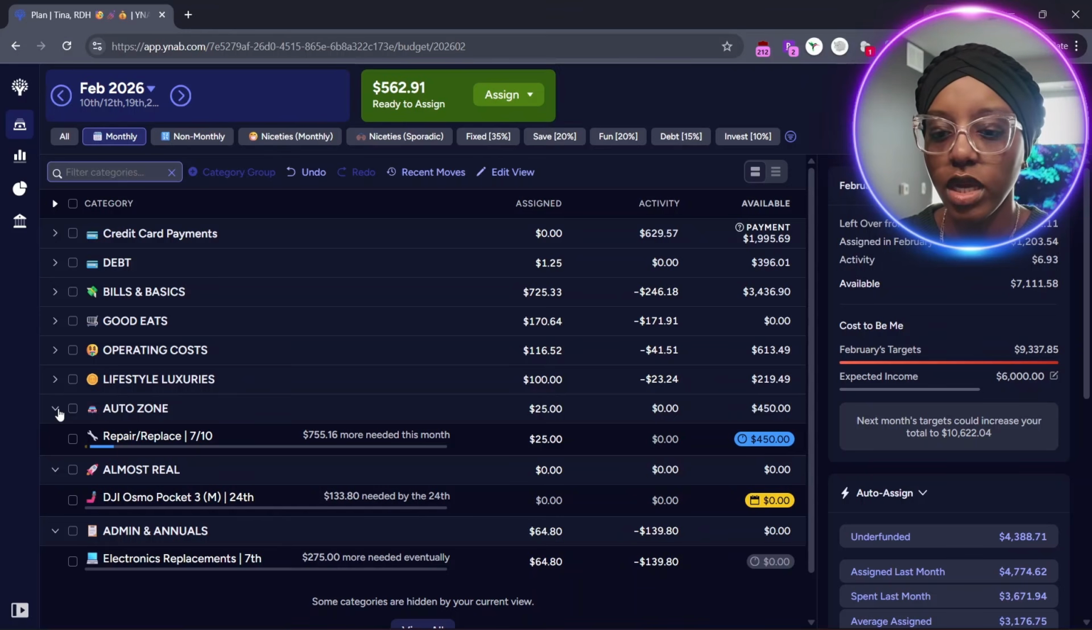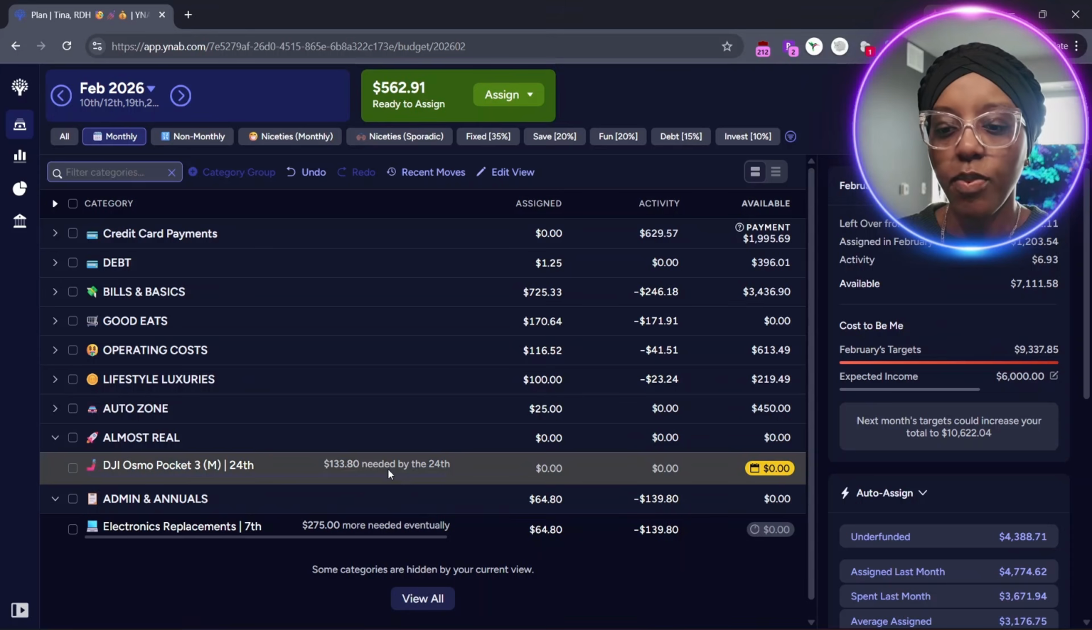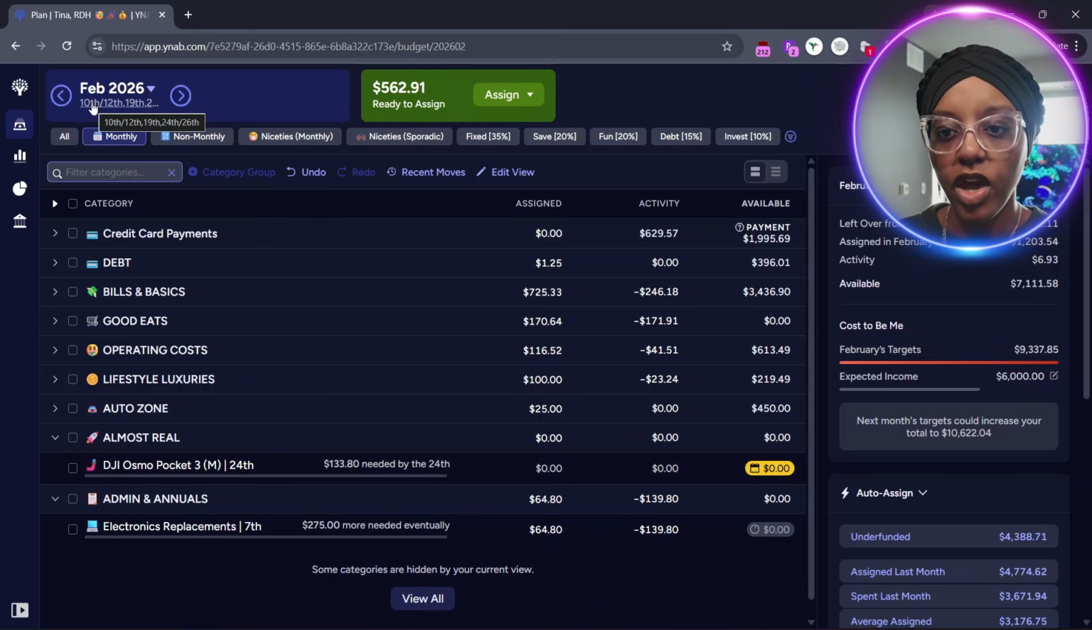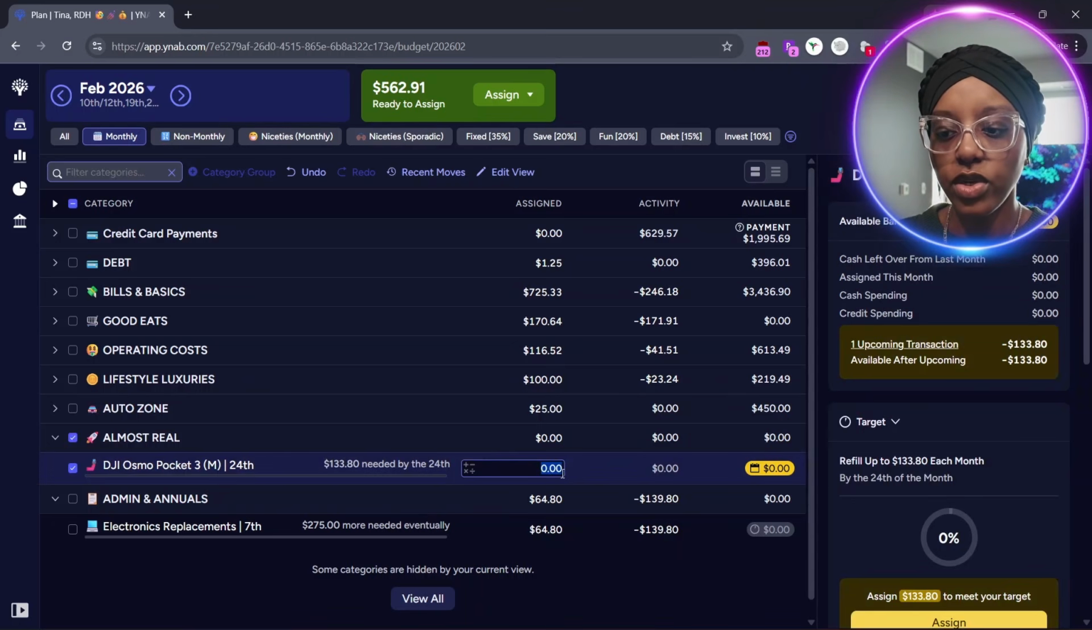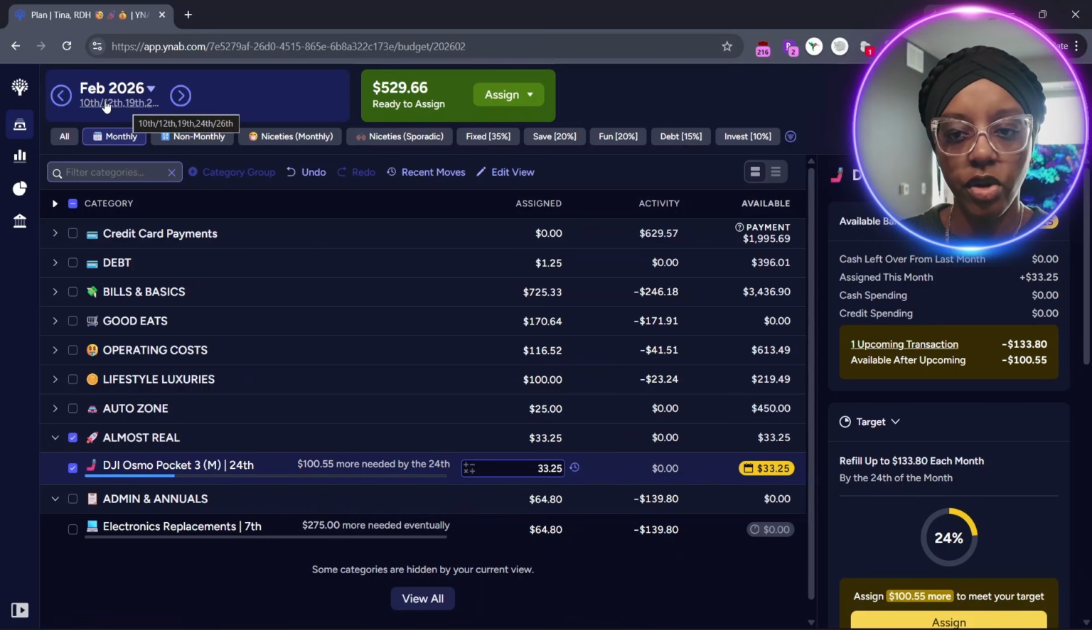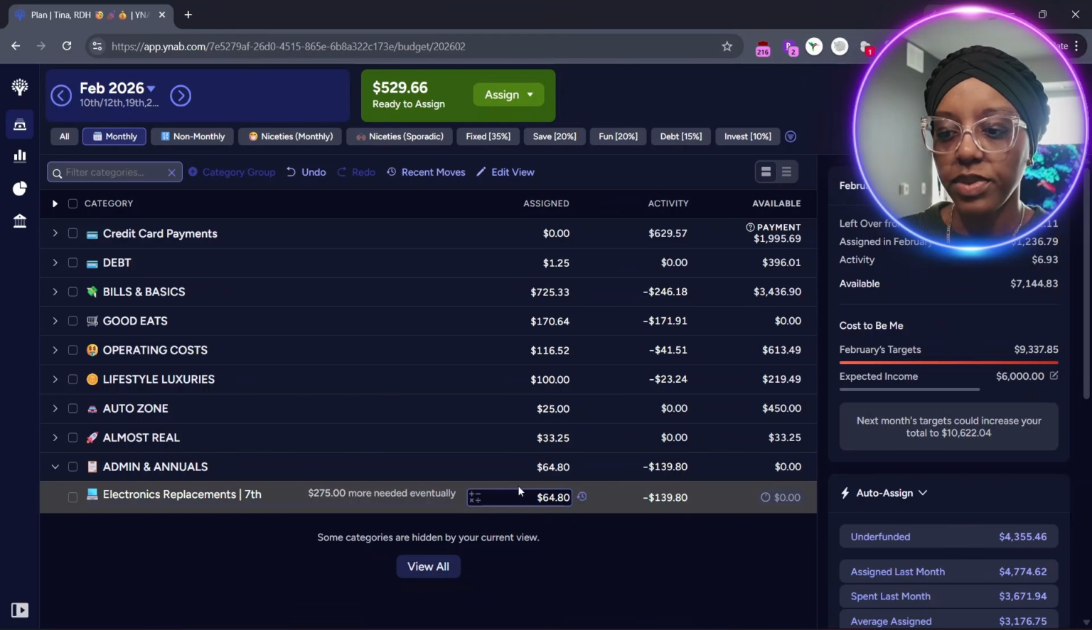DJI Osmo Pocket 3, we need $133 by the 24th. We are getting 3 more paychecks in full. The 4th paycheck is coming on the 24th. So we will do 133 divided by 4, $33, and then we'll put $33, $33, $33, then we should be at 100. Perfect.